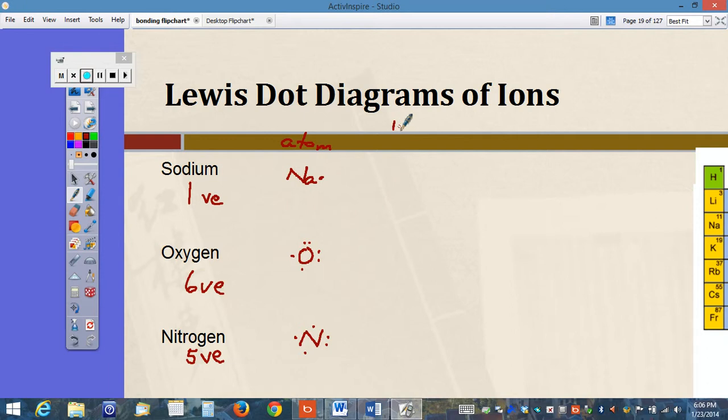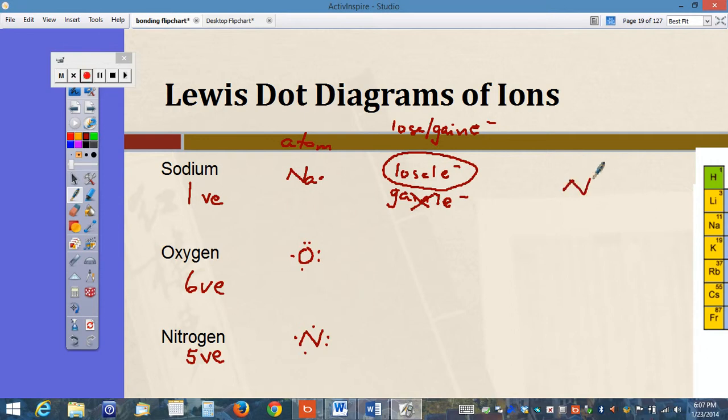Now, is it going to lose or gain electrons? For sodium, it can either lose the 1 electron it has, or it could gain to fill this up, which means it has to gain 1, 2, 3, 4, 5, 6, 7 more. Losing 1 is easier than gaining 7 because it's a smaller number. So we're going to lose 1 electron. We're not going to gain 7.